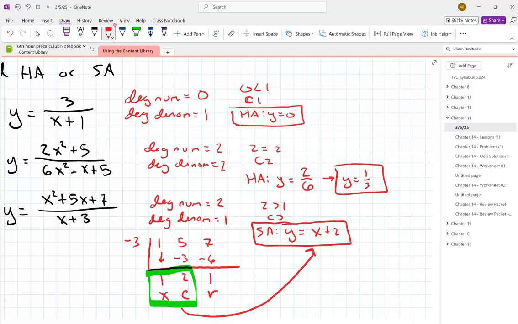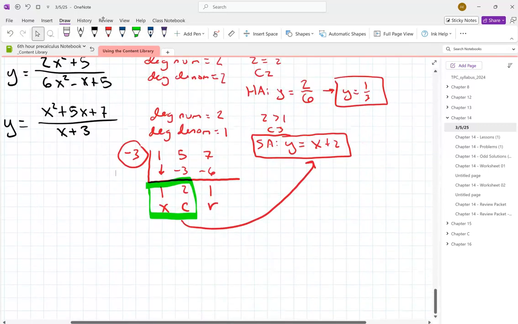I said x plus 3 equal to 0 and solved. You're talking about this negative 3? Yes. So you always set the denominator equal to 0 and solve. And that'll give you what number to put out there. You guys cool? So far, so good? Okay.